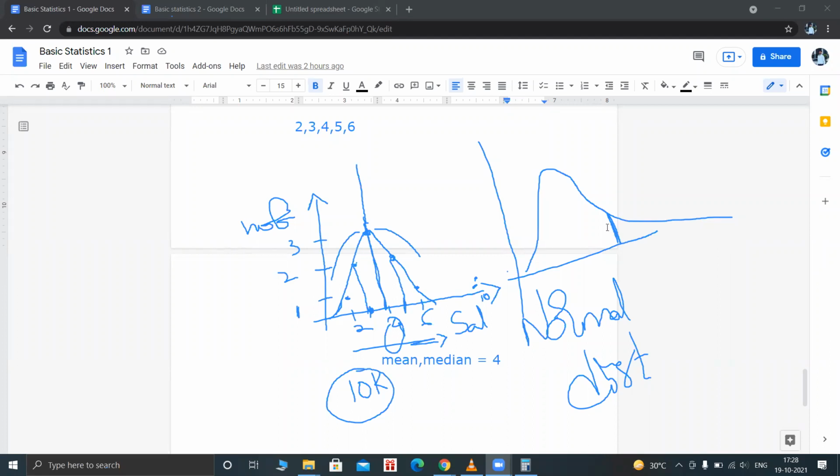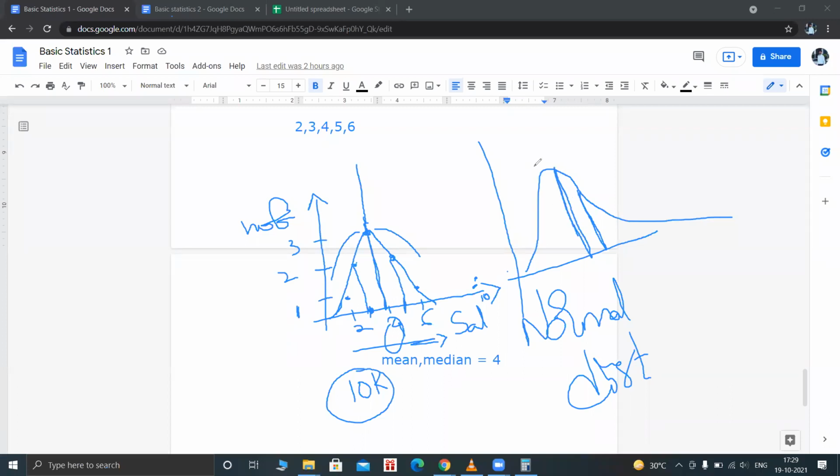Yeah, okay, mean is 5. Somewhere around here. Let me take it as, yeah, the mean is something like this. Mean is here. So now what is the median? 4.5, right? Is it here? Right, so it was here.